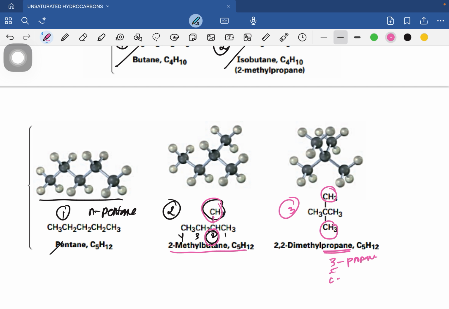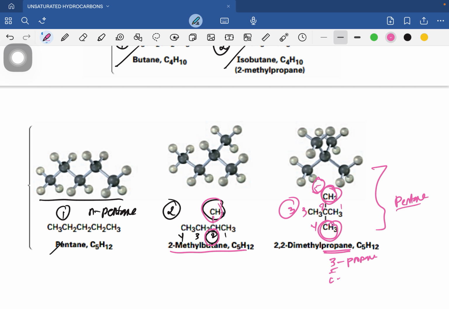Okay, kapag 3 carbon containing ano ulit? Wait lang. Kapag sabi natin propane, these are a hydrocarbon that contains 3 carbon in its structure. But take note kasi guys that there's 2 methyl groups attached to carbon number 2, so that makes it a total of 1, 2, 3, 4, 5.